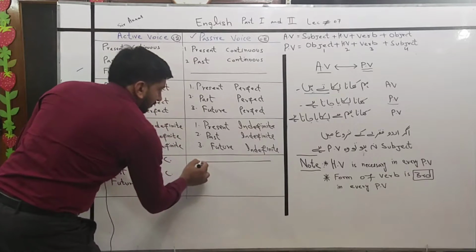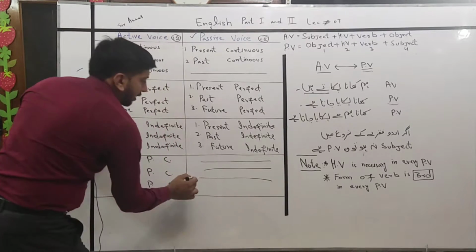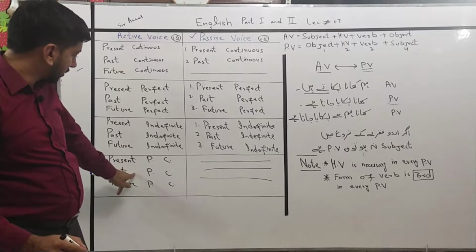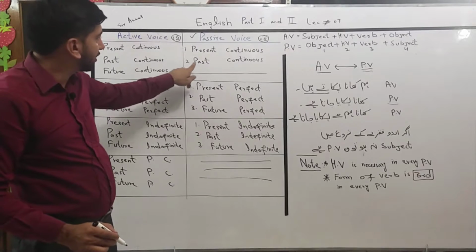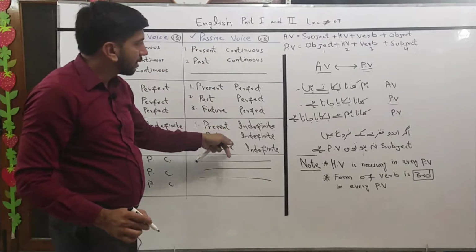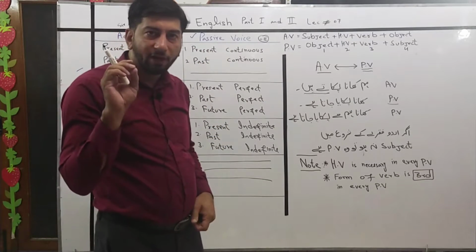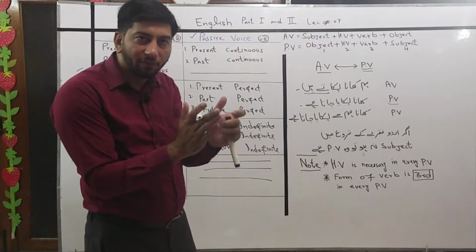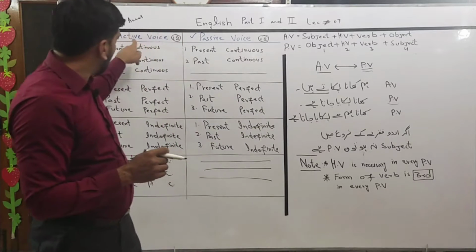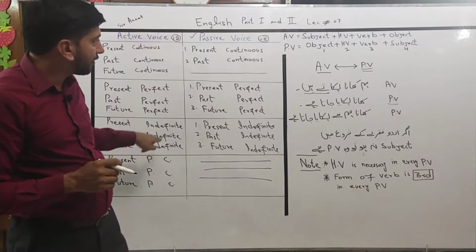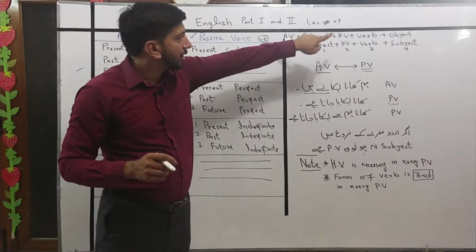We don't have perfect continuous tenses in passive voice. 3 of them and 1 future continuous. 4 tenses are not included in passive voice, only 8 tenses. Now the simple thing is you people will have to learn the difference, identification, which tense is passive voice, which tense is active voice. In all active voice tenses we have subject, helping verb, verb and object.